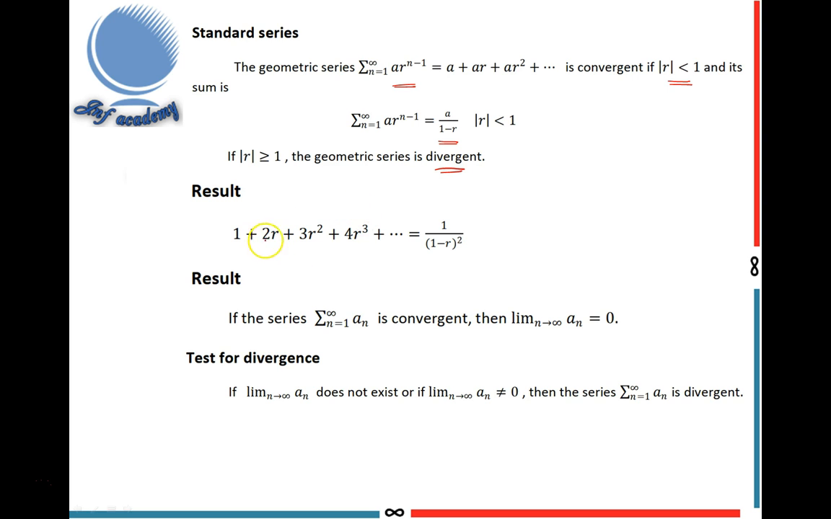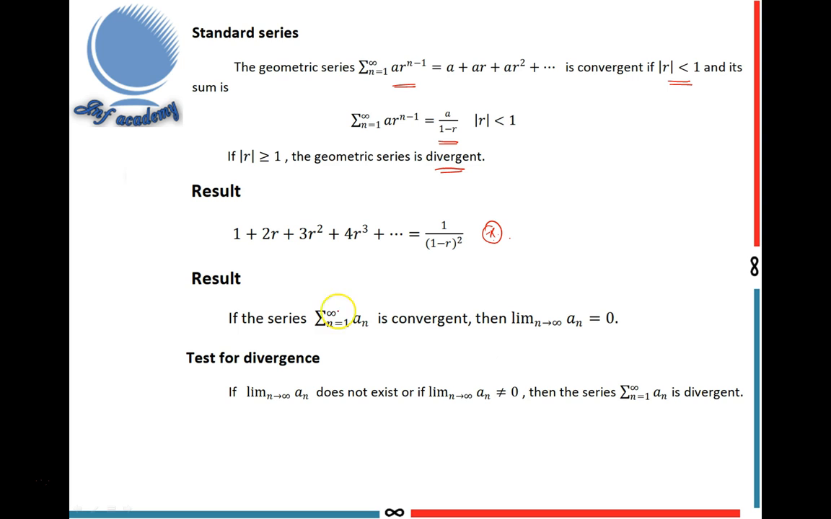Here I give another result: 1 plus 2r plus 3r square plus 4r cube plus etc. equal to 1 by 1 minus r whole square. This is a very, very important result. Many questions were asked in previous year question papers by using that result. So this result is very, very important.